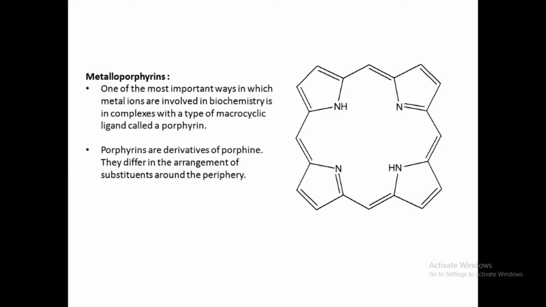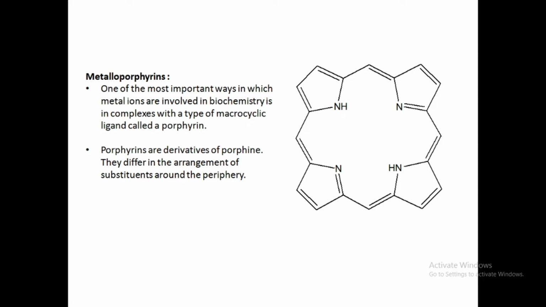Porphyrins are derivatives of porphine and they usually differ in the arrangement of substituents around the periphery. So if you have a look at the structure that I have put, you will see that porphyrins are basically tetrapyrrole systems, and pyrroles are nothing but these 5-membered heterocyclic rings wherein one of the atoms is nitrogen. So it's a tetrapyrrole system. That is your porphine or porphyrin system.